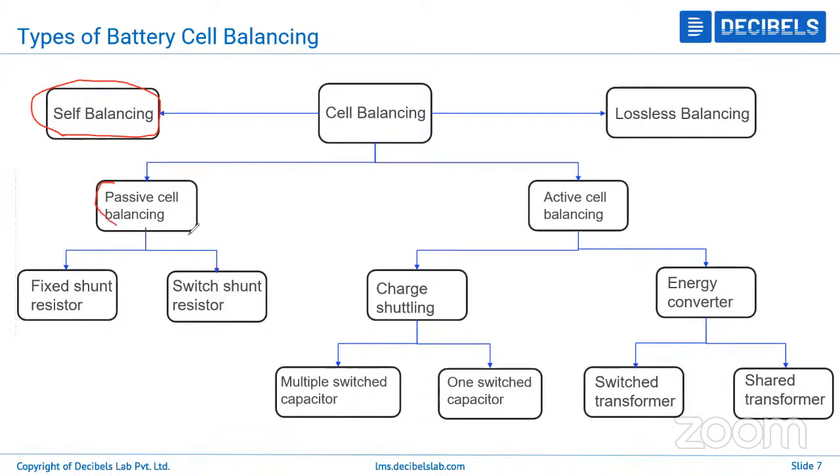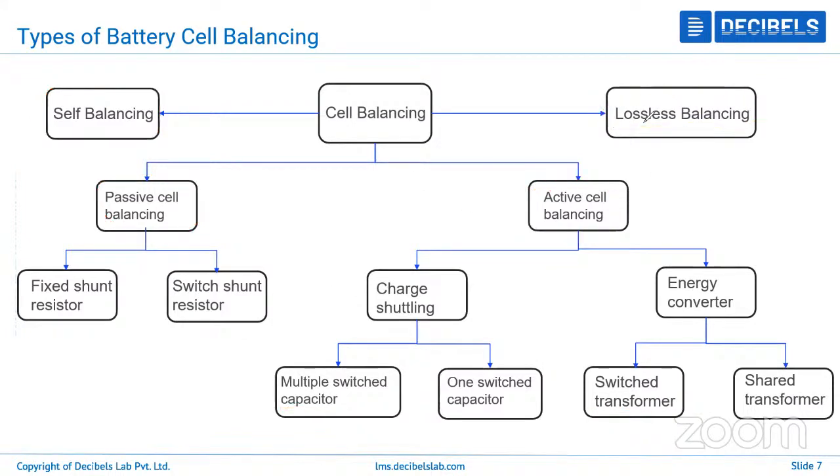Then there is passive balancing, which is one of the most common methods used in today's battery management system market. And then active balancing, which is a bit more advanced. It requires electrical components like capacitors or transformers, through which charge between two cells can be exchanged. And then finally, there is a type of balancing that has been very recently introduced. It's called lossless balancing, where no electrical components are used. It's just managed purely through switches.